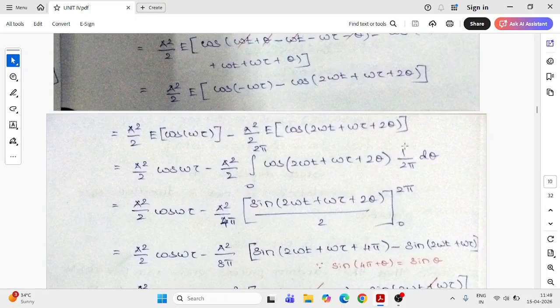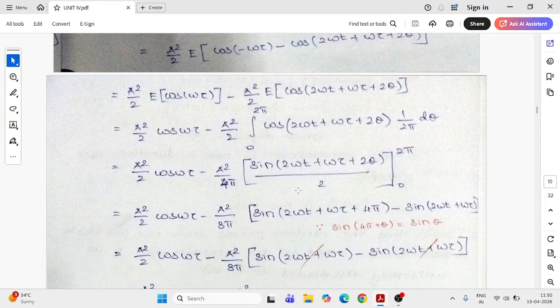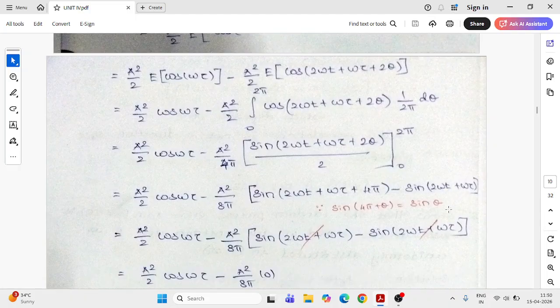When you take the 2 pi outside, it becomes a square by 4 pi. The integration of the cos term is sine, and since we are integrating with respect to theta, the coefficient 2 comes in the denominator. So you take this 2 out, so 8 pi. What is the remaining term? Apply the upper limit minus the lower limit. When you apply the upper limit, this becomes 4 pi. When you apply the lower limit, this becomes 0. So the remaining terms will be as they are. Now you can see here, cos 4 pi into this term is considered as theta.